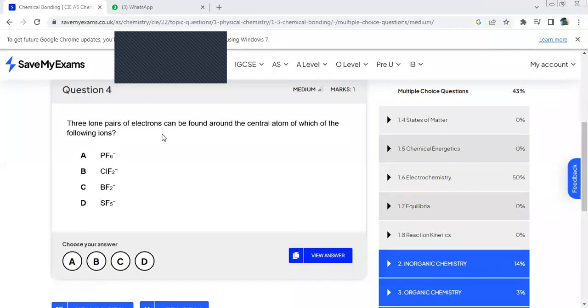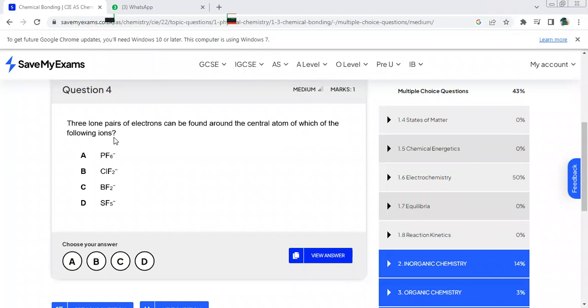See this question. 3 lone pairs of electrons can be found around the central atom of which of the following ions? So 4 ions are given over here: phosphorus hexafluoride ion, ClF2 minus ion, BF2 ion, and SF5 ion. So everything is an ion. So over here, how to do this question?